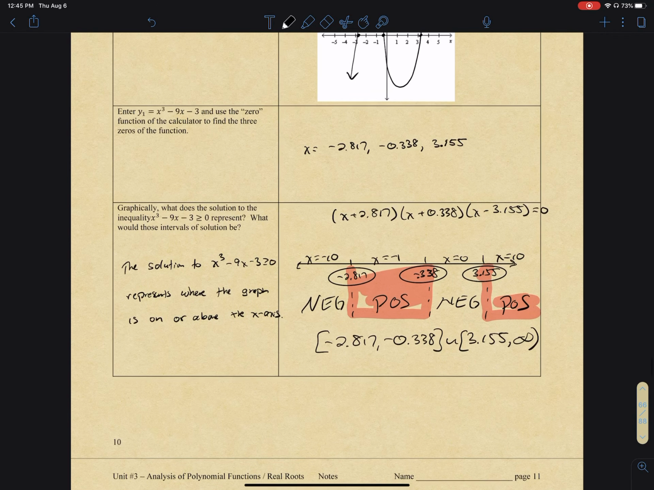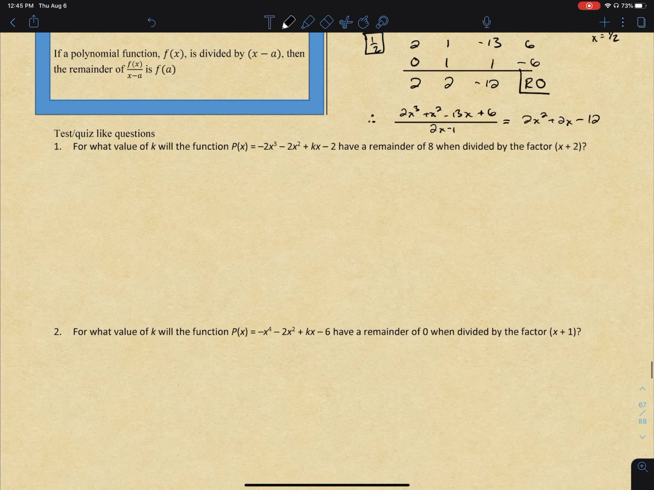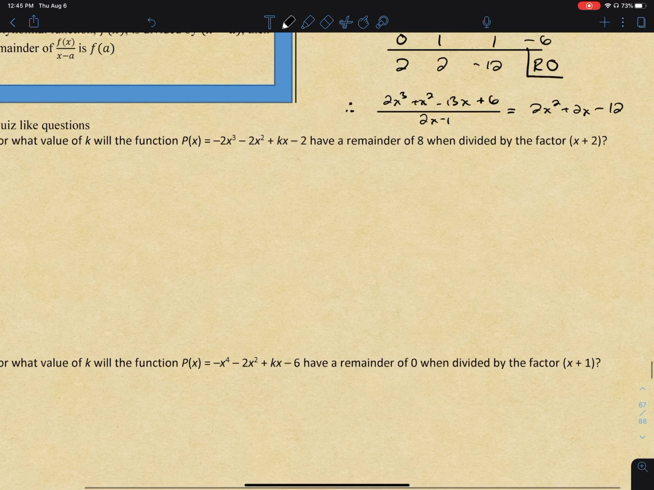Now let's look at some examples of what might appear on tests. There are different ways to do this. I'm going to plow through this in one way and perhaps talk about a different way that you could do this, which will be acceptable. For what value of k will the function p of x have a remainder of 8 when divided by the factor of x plus 2?